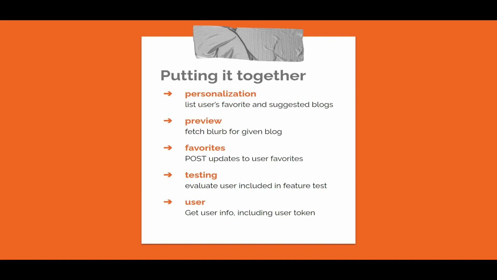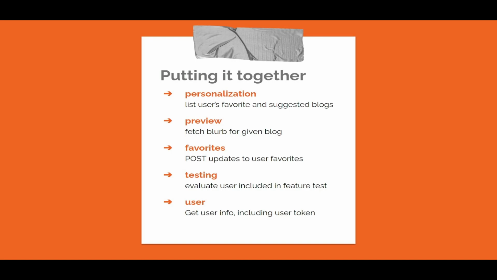A personalization endpoint provides a list of the user's favorite and suggested blogs. A preview endpoint lets us fetch a blurb for the most recent post of a given blog. A favorites endpoint lets us post updates a user makes to their favorites. A testing endpoint lets us determine if the user should be included in the feature test. And finally, a user endpoint lets us gather user info, including a token for identifying the user when calling other endpoints.